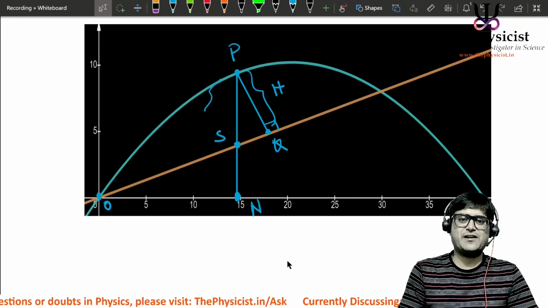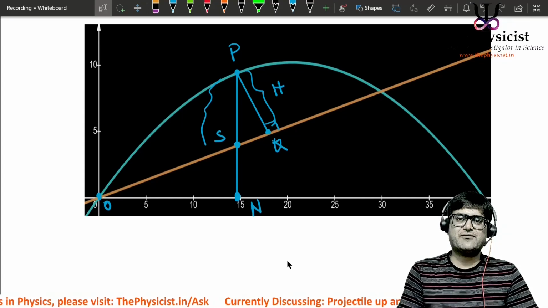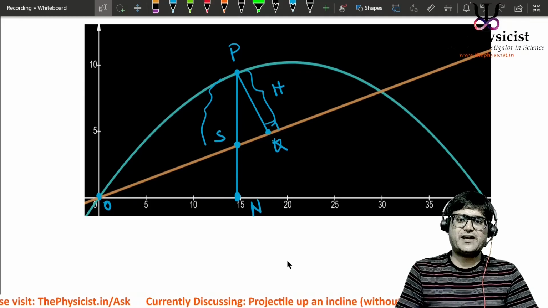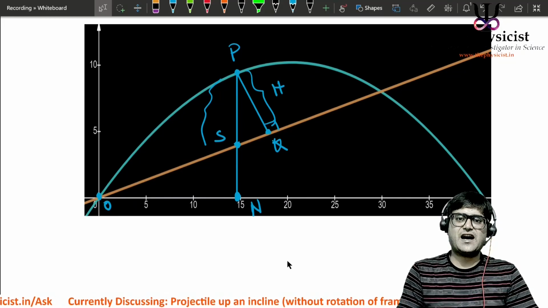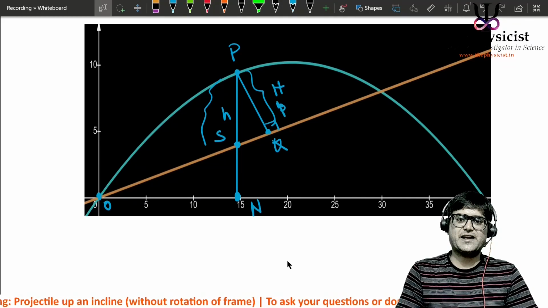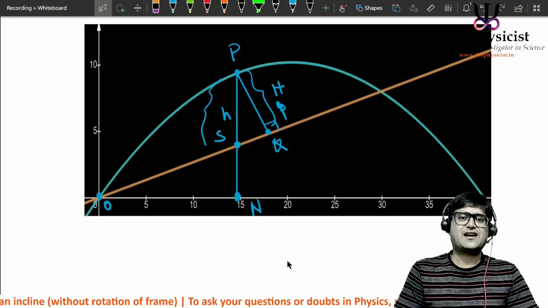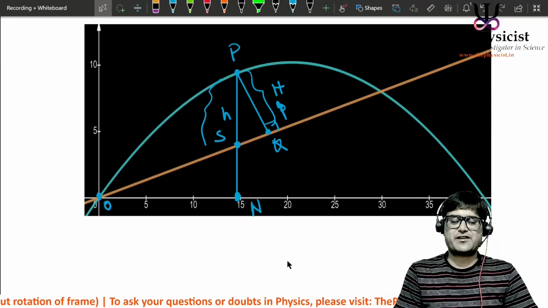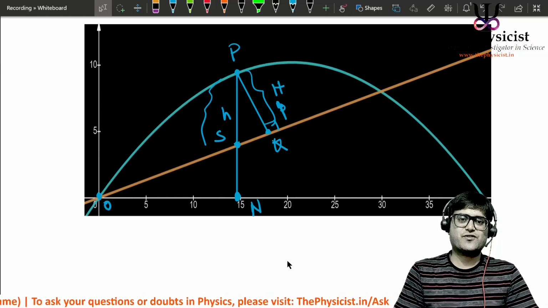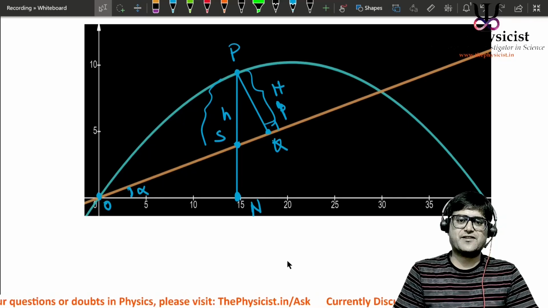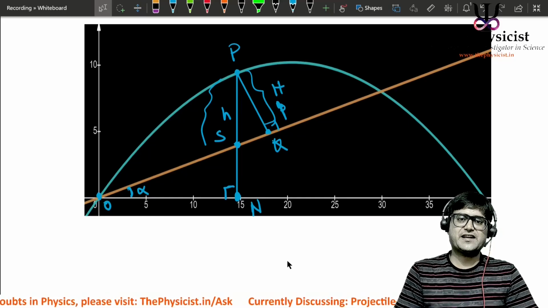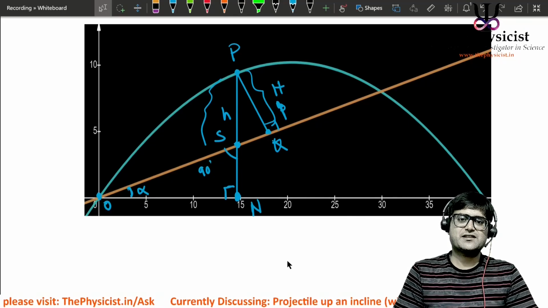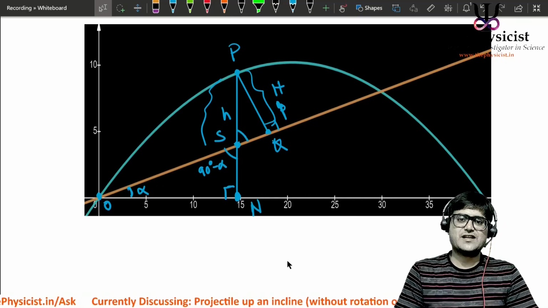If I could somehow find PS, then I can take the triangle PSQ. PS is the hypotenuse, and the maximum height is the perpendicular, and then I can use the trigonometric identities. So first of all, let's understand this angle is alpha. This angle is 90 degrees, so this angle is 90 degrees minus alpha.